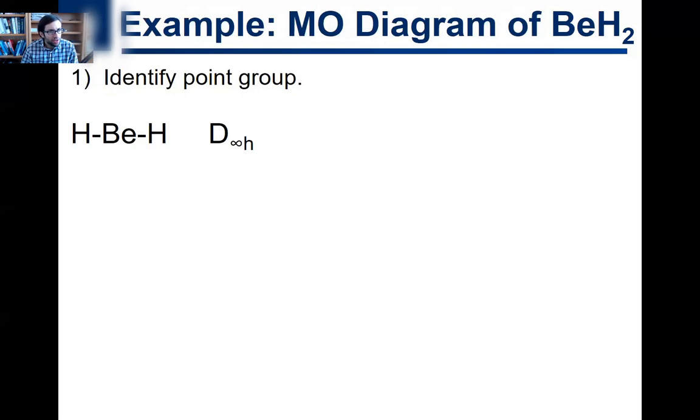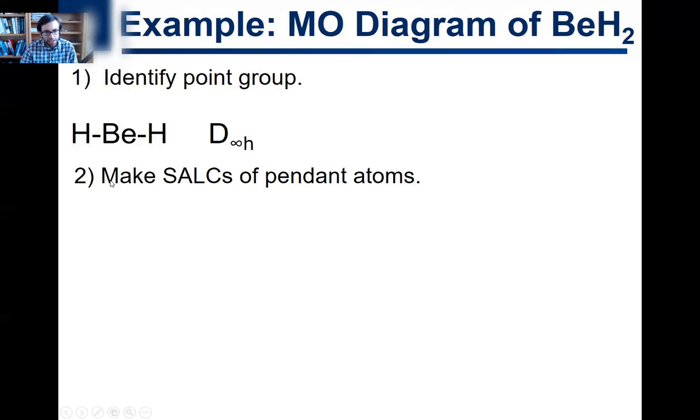So the point group here is going to be D∞h. Why is it D∞h? Well, there's a C∞ because this is linear. That's going to be the primary rotation axis going through all the atoms. And then there's a perpendicular C2, right? If you spin this molecule 180 degrees, H is going to go to H and vice versa. So it's D∞h. So we can use that D∞h point group throughout this process.